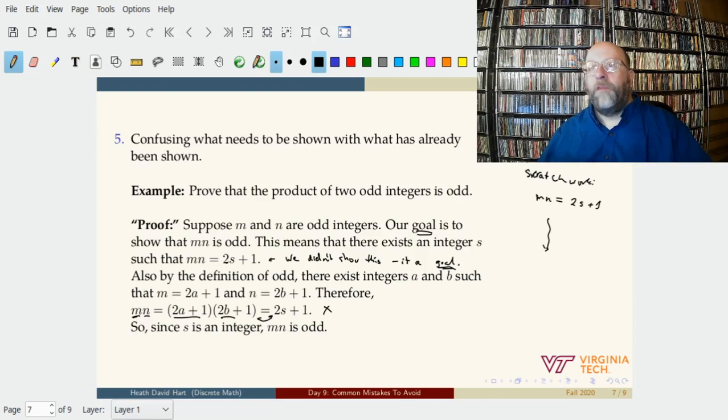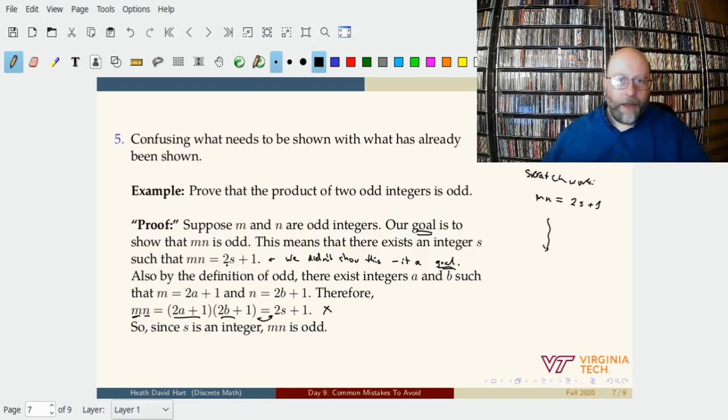We pulled the 2s plus 1 down from here, but this was a statement of what we were intending to show and not what we've already shown. And so we can't then say, well, since s is an integer, mn is odd. This step is not valid because we're taking something that we have shown and making it equal to something that we were intending to show but never got around to actually showing. And this, like I said, tends to be evidence of somebody who has worked backwards through a proof and then tried to incorporate their scratch work into the proof.